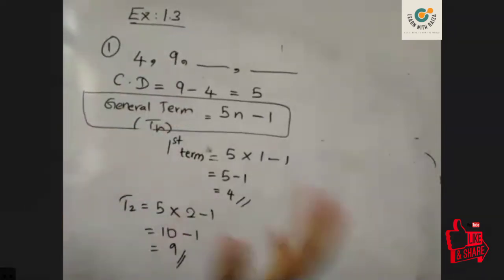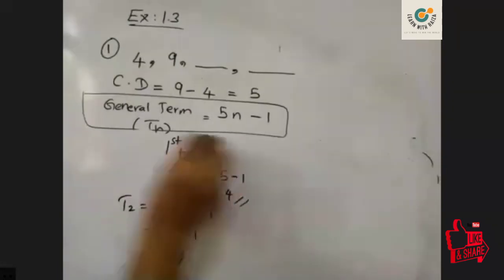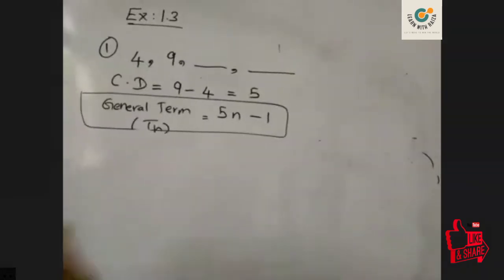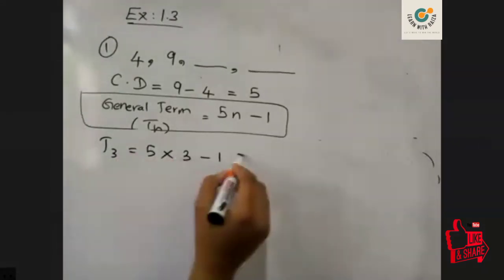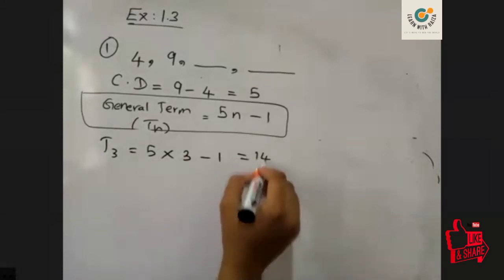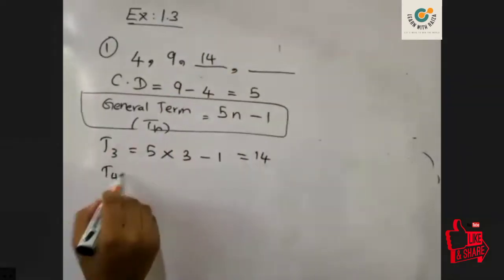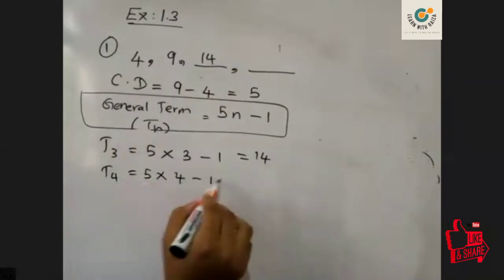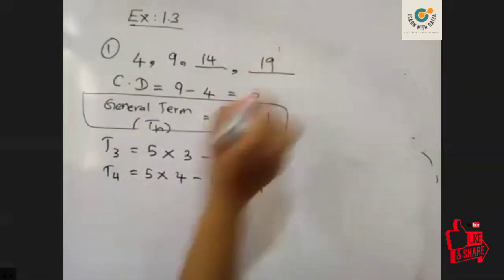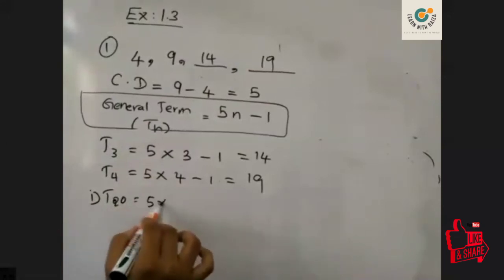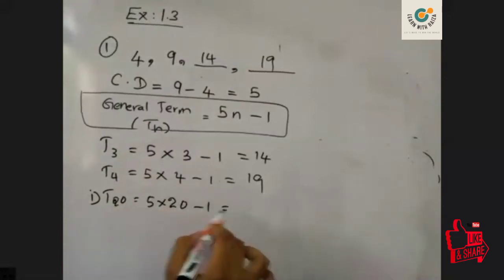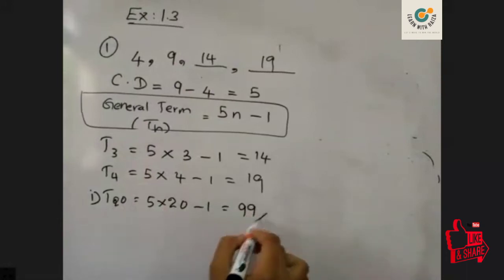Now we can find any term because we made our general term. Let's find the third, the fourth and the 20th term. T3 is equal to 5 multiplied by 3 minus 1, that is 15 minus 1, 14. T4 is equal to 5 multiplied by 4 minus 1, that is 19. For part 1, T20 equals 5 multiplied by 20 minus 1, that is 100 minus 1, 99. 99 matchsticks are there in the 20th figure.